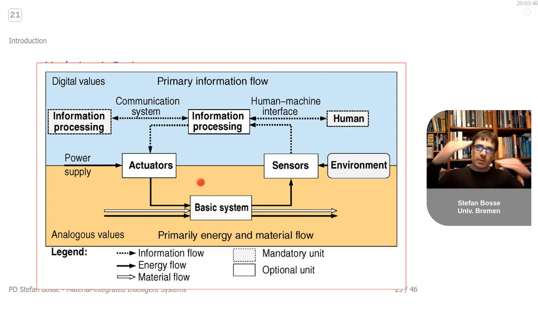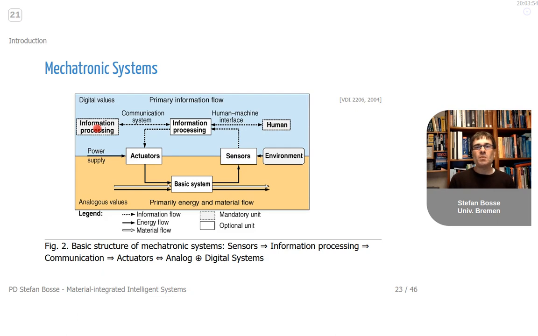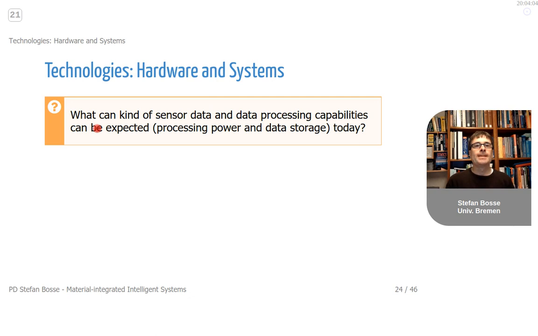So we have two worlds, digital worlds and analog worlds. Digital electronics and analog electronics. So this is the basic structure of a mechatronic system with sensors, information processing, communication, actuators, and analog and digital systems. So, the technologies. What can we expect?